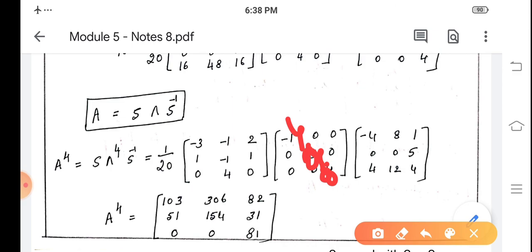Then S inverse. S inverse is this matrix into 1 by 20 into this. On multiplying this, we get A^4 as 103, 306, 82, 51, 154, 31, 0, 0, 81. So this is A to the power 4.